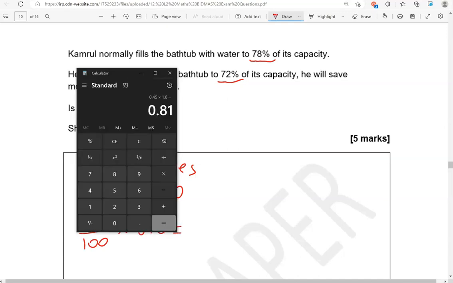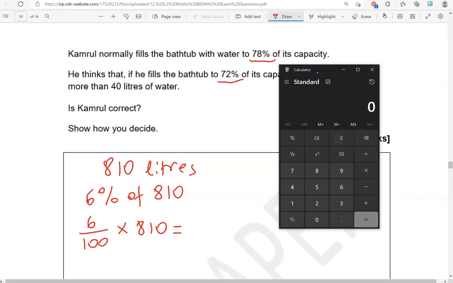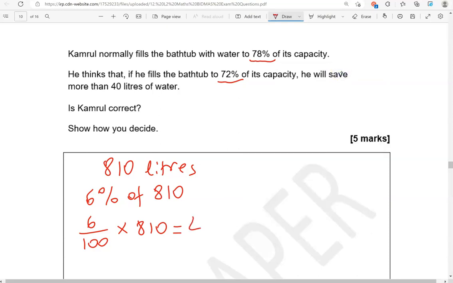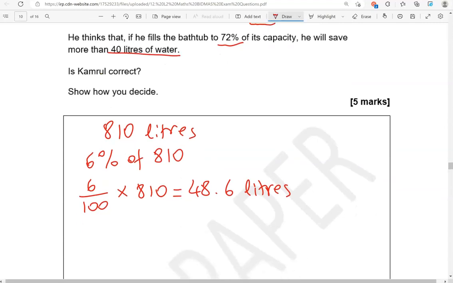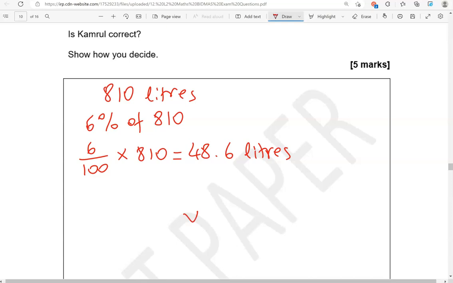So 6%, that is 6 out of 100 of 810. We can use the calculator to do 6 divided by 100, that is 0.06 times 810 gives us 48.6 liters. 48.6 is more than 40 liters of water. So is Kamal correct? We're going to say yes, it's more than 40 liters.